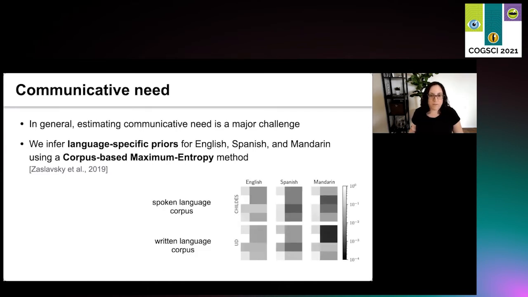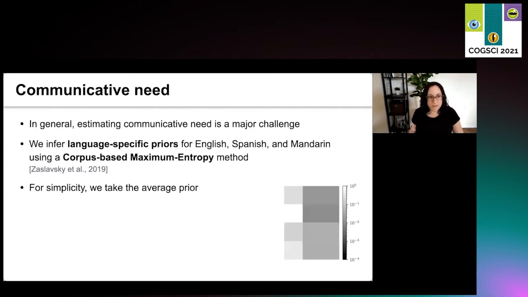We applied this method to 3 languages, English, Spanish, and Mandarin, for which we have word frequencies from both the UD3 band corpus, which is based on written language, and from the CHILDES corpus, which is based on child-directed speech. So here you see all the inferred priors, where the need probabilities for each referent in the domain are shown in grayscale. And as you can see, these priors are actually not extremely different from each other, suggesting that at least some patterns of communicative need may be shared across languages. So for simplicity, we take here the average prior distribution and treat it as a universal communicative need.